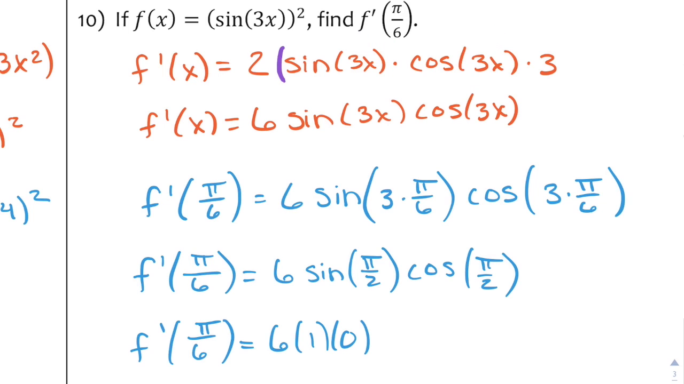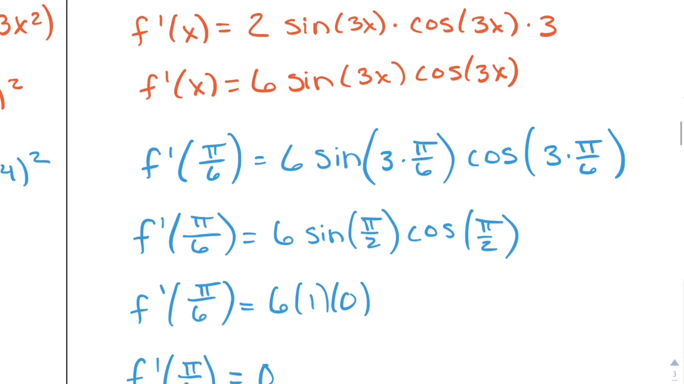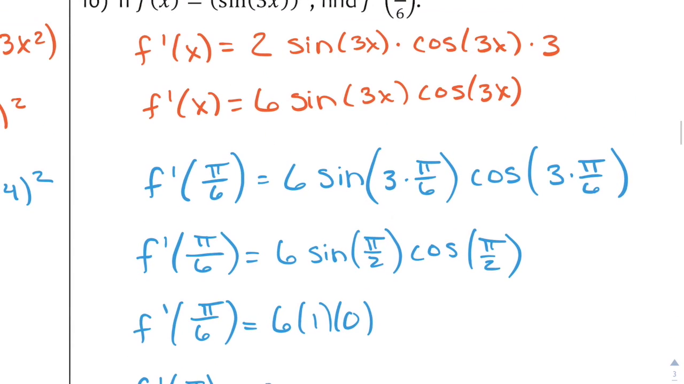So when it's all cleaned up, we have 3 times 2 is 6, 6 sine of 3x cosine 3x. Putting in pi over 6 is really nice because it becomes 3 pi over 6. So evaluating at pi over 6, we get 3 pi over 6, which is pi over 2.